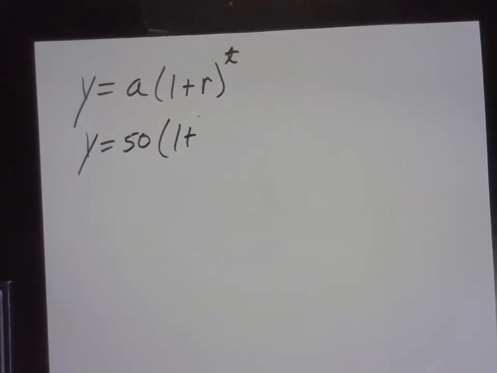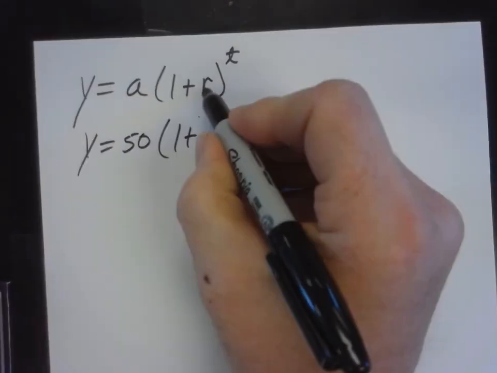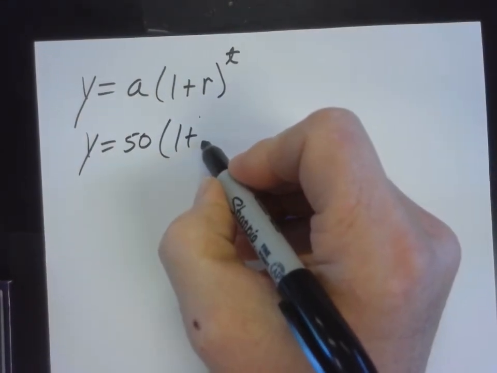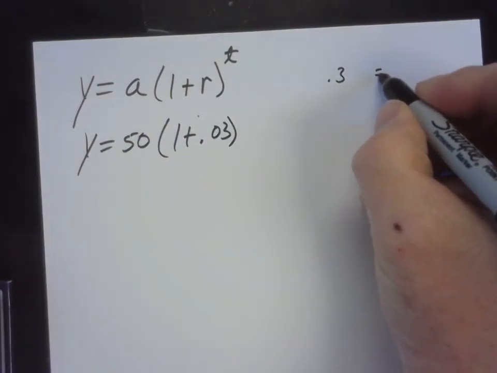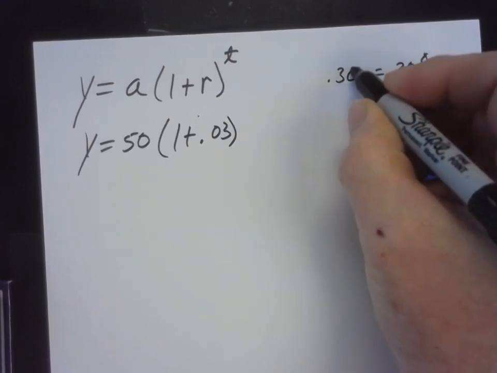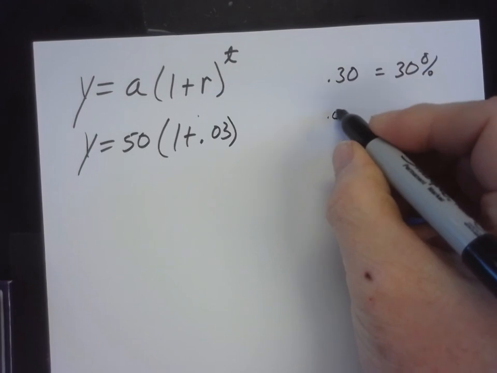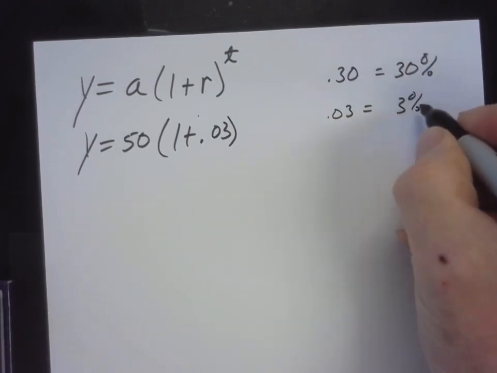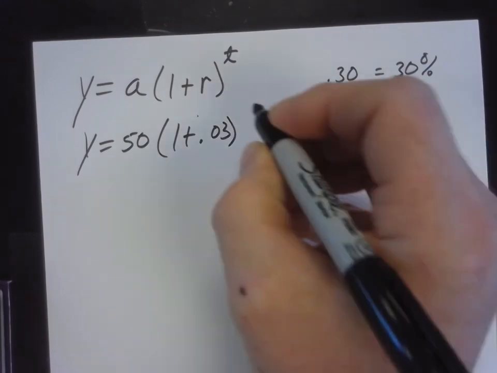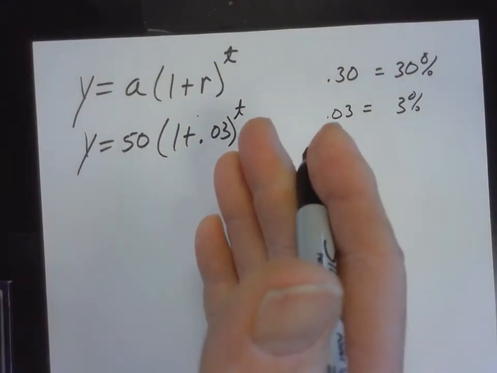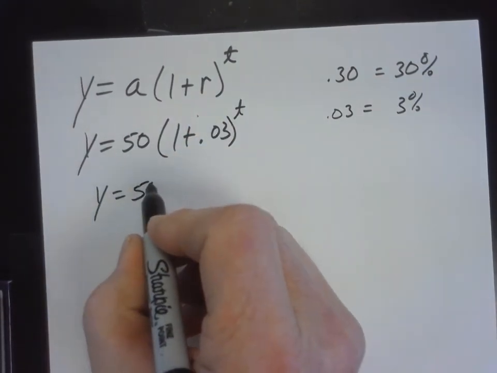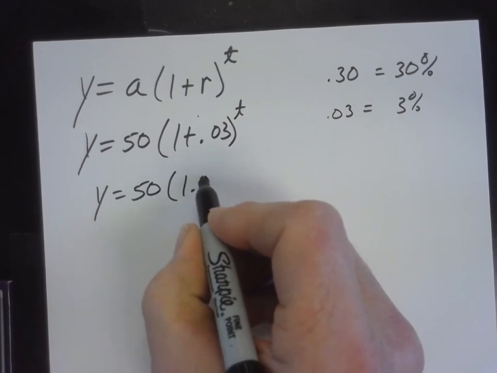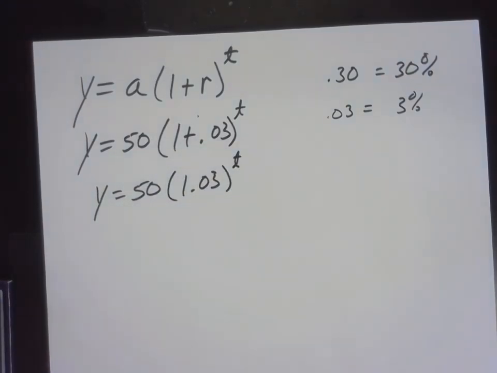Rate of change, 3%. What goes right here? 0.03, very good. Make sure, remember, 0.3 is 30%, because that's 0.30, 30 hundredths. 0.03 is 3%. See how that's 3 hundredths? Okay, and then to the t. Now, you're not going to leave it like that, are you? Peyton, you're not going to leave it like that, are you? Maybe. I think what we want to do is probably make our life simpler eventually and simplify it like that. Okay? So there you go.